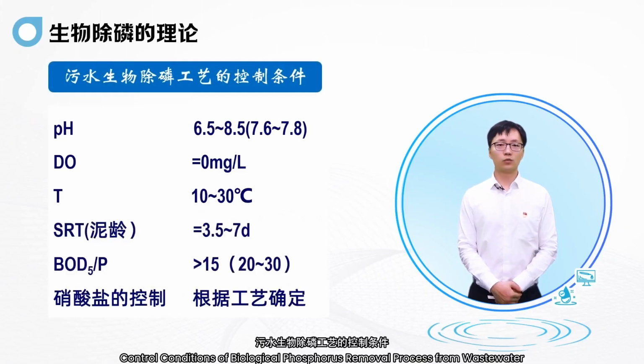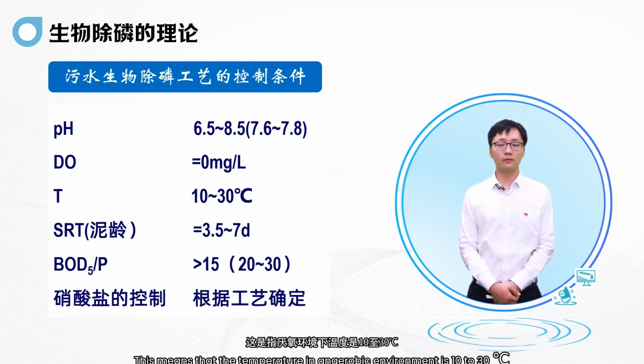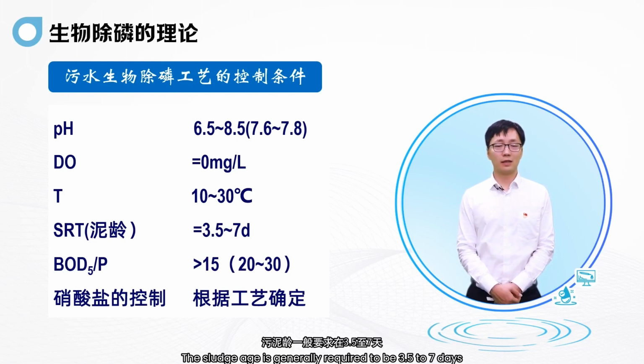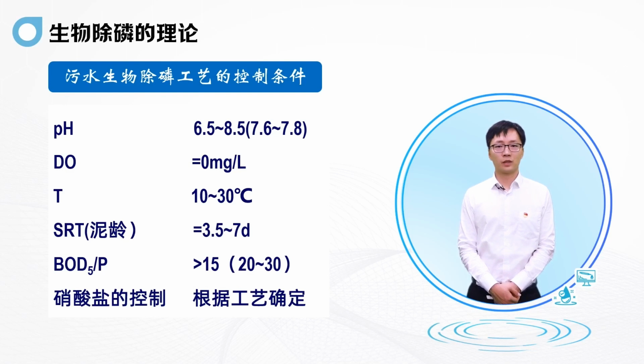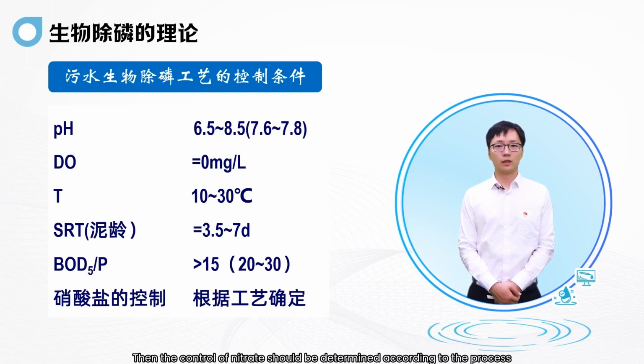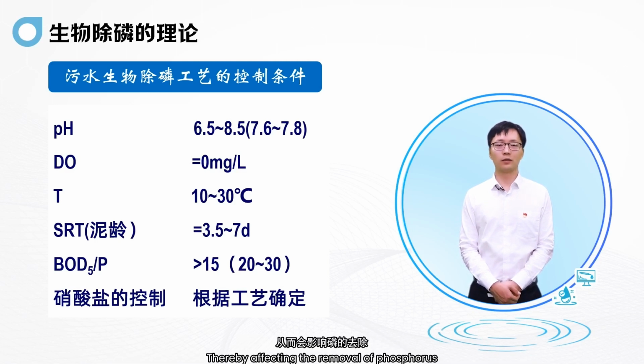Control conditions of the biological phosphorus removal process from wastewater. First, pH. We generally require a range of 6.5 to 8.5. DO requires near 0 mg per liter. This means that in the anaerobic environment the temperature is 10 to 30 degrees. The sludge age is generally required to be 3.5 to 7 days. The ratio of BOD to phosphorus is generally required to be greater than 15. Then the control of nitrate should be determined according to the process, because nitrate will destroy the anaerobic environment of the anaerobic tank, thereby affecting the removal of phosphorus.